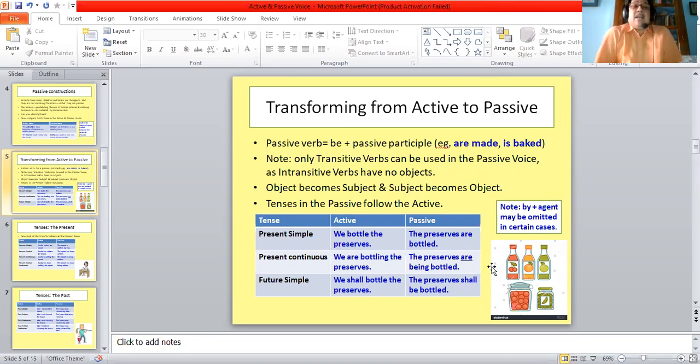Okay, let us see. For example, if we have a sentence in the present simple like, we bottle the preserves, in the active voice. So who is the agent? It's we. And what's the action in this case? It's that of bottling the preserves. So changed into the passive, this would be the preserves are bottled. So it is by us, but we can omit by us because it is implicitly understood. We bottle the preserves becomes the preserves are bottled. And you will notice that there is a subject-object switch taking place over here.